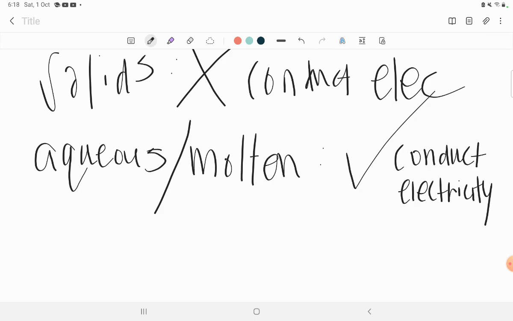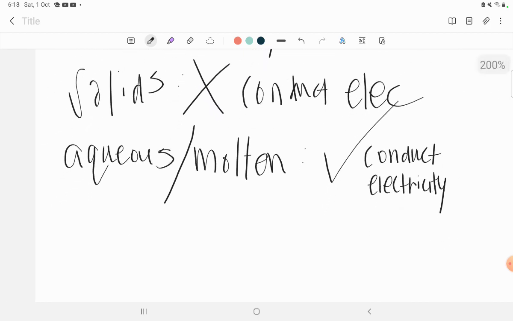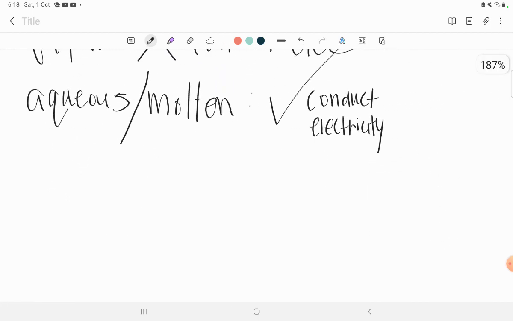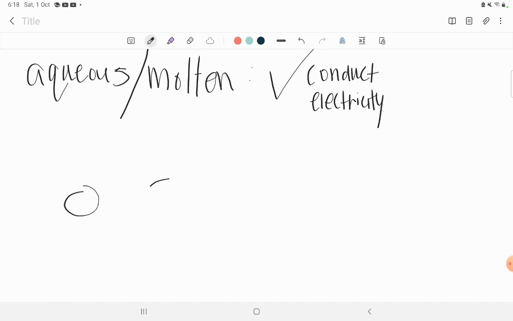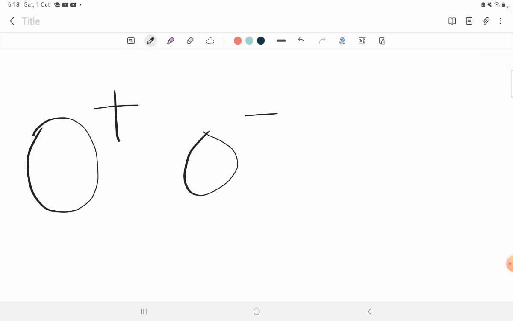So again, let's go back to the dot and cross diagram. So we have a plus and we have a minus. Again, we have the charge. Now let's backtrack a bit. What is the reason behind these atoms having a charge?